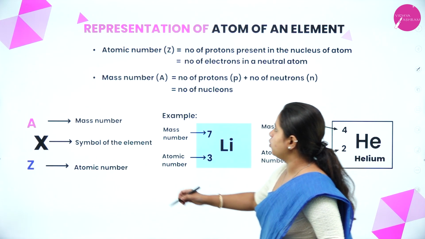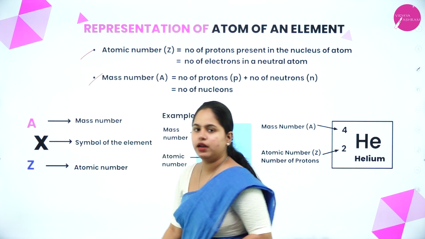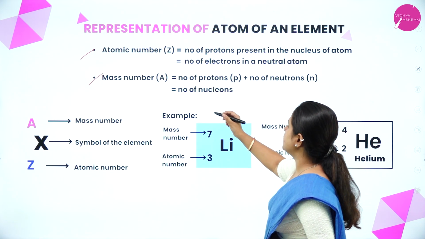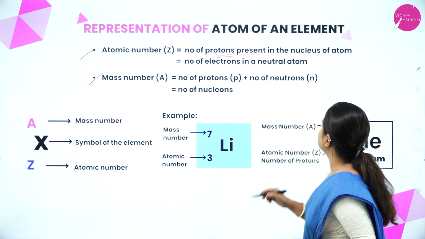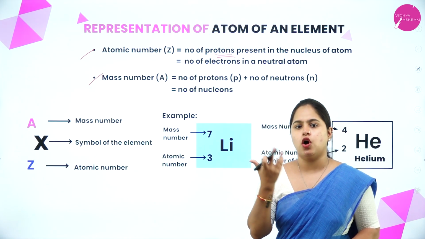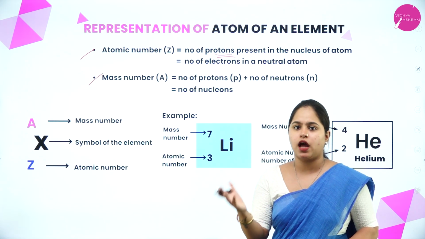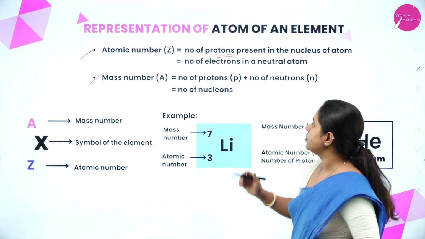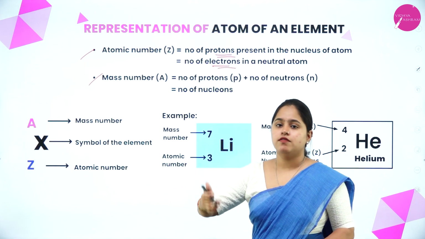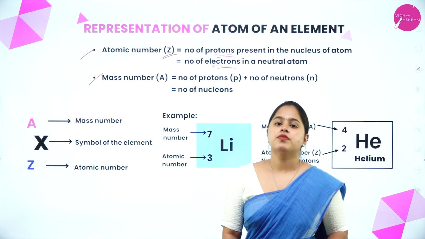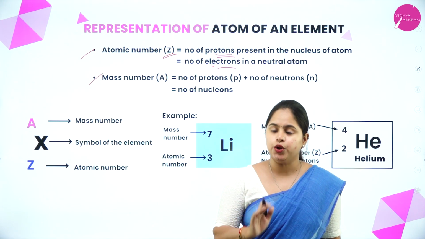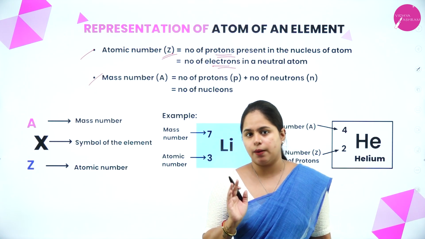Before that, you need to know these two terms, that is atomic number and mass number. So what is atomic number and mass number? Atomic number is equal to the number of protons present in the nucleus of an atom, and if the atom is electrically neutral, that means it is not existing as an ion, that is, it has no charge, then it is also equal to the number of electrons. Atomic number is represented by the symbol Z. So atomic number is equal to your number of protons, and in an electrically neutral atom, it will also be equal to your number of electrons.